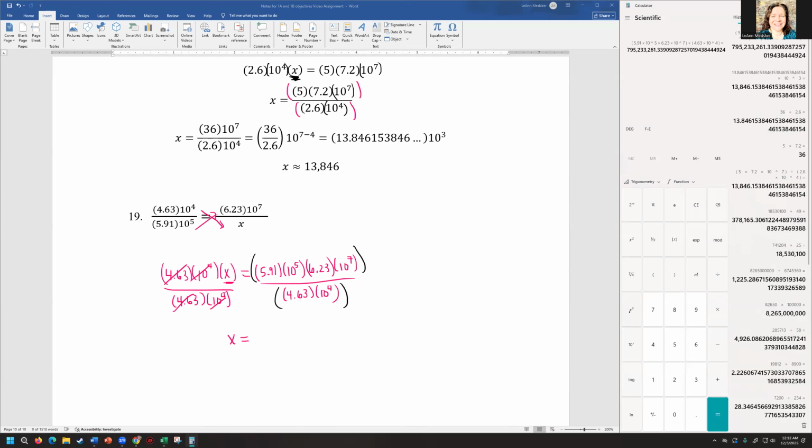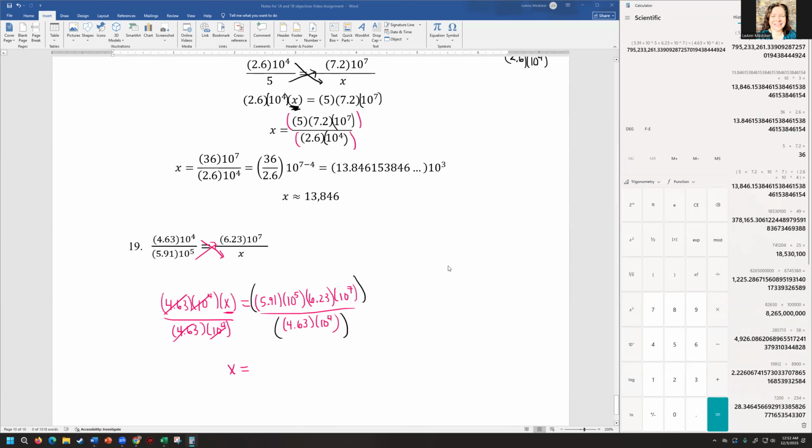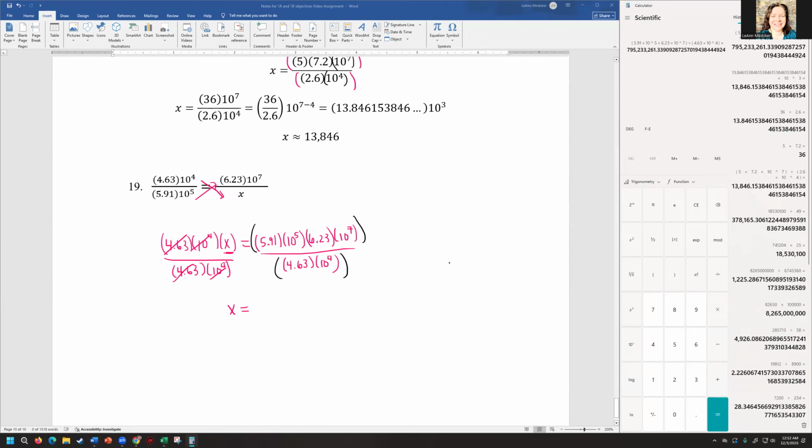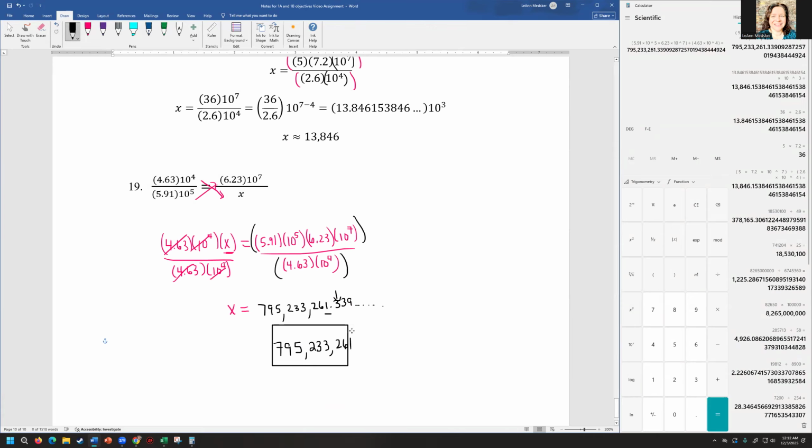And then when we round this to, did it say the nearest whole? I think we're following the same directions. Yeah. So this would be 795,233,261.339, and it keeps going. The whole place is the ones value. There's a 3 behind that, so it's going to stay a 1. So this would be 795,233,261. Oops. My box there didn't include the 1. All right, so just adjust that a little bit. It should include all of it.